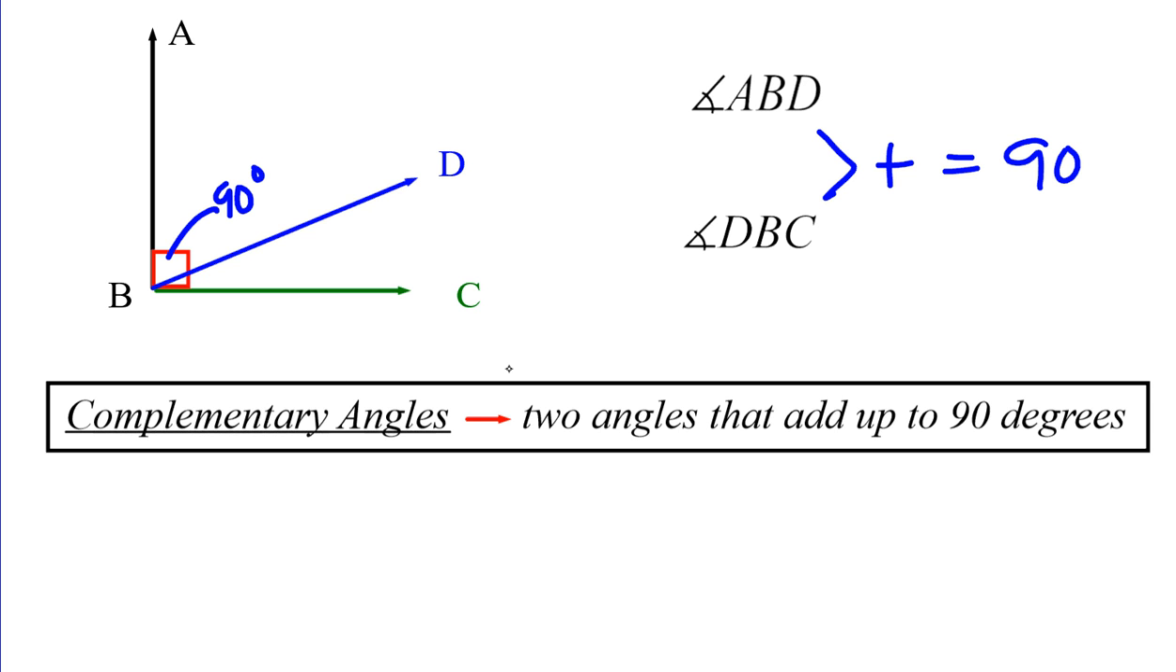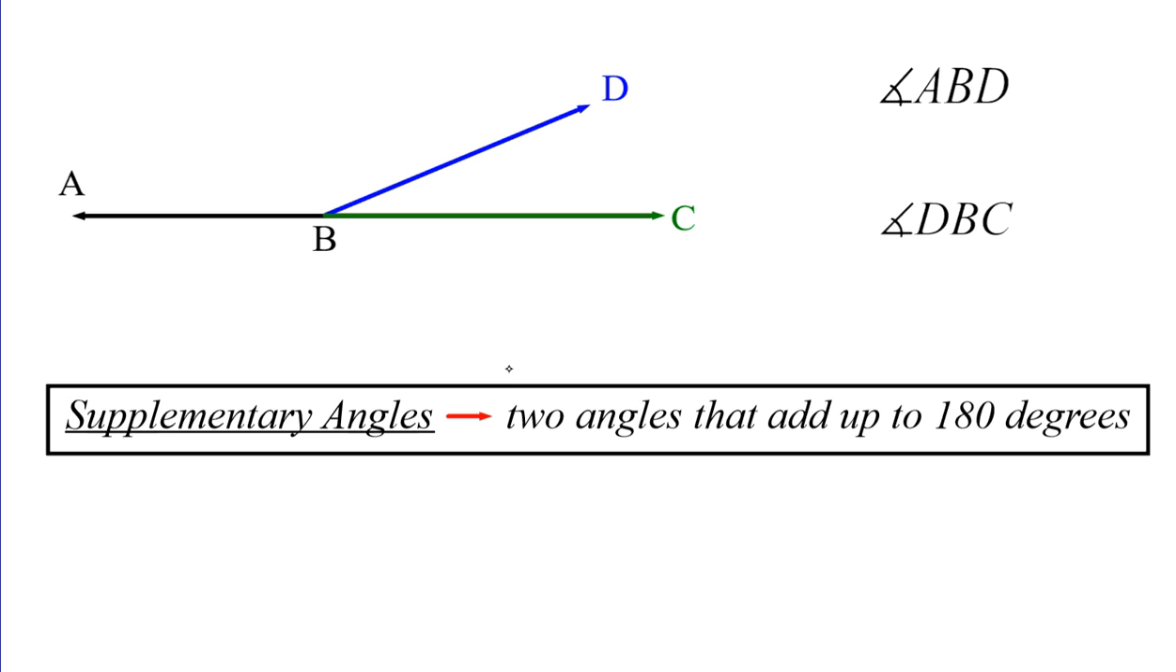Now the same is true for a straight angle. Here we have angle ABD and angle DBC, and they're supplementary angles because they're two angles put together that would give us a straight angle, which is 180 degrees. So if we were to add the measurements of these two angles together, we would end up with 180.